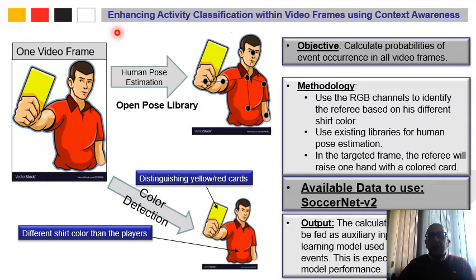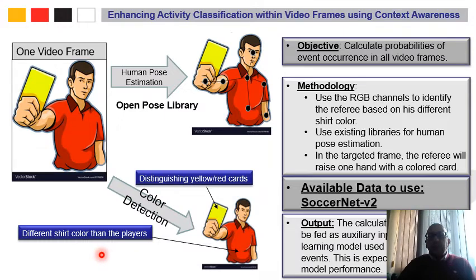Another thing is that there is a library called OpenPose. If you look at the referee over here, OpenPose can convert the referee into a pose, so convert him into some connected dots, which show his posture. Usually the yellow card will have a certain posture where the referee is raising his hand. So we can also feed the deep learning algorithm with this information to enhance our detection of these types of features. Another thing, for example, for detecting the referee is the different shirt color.